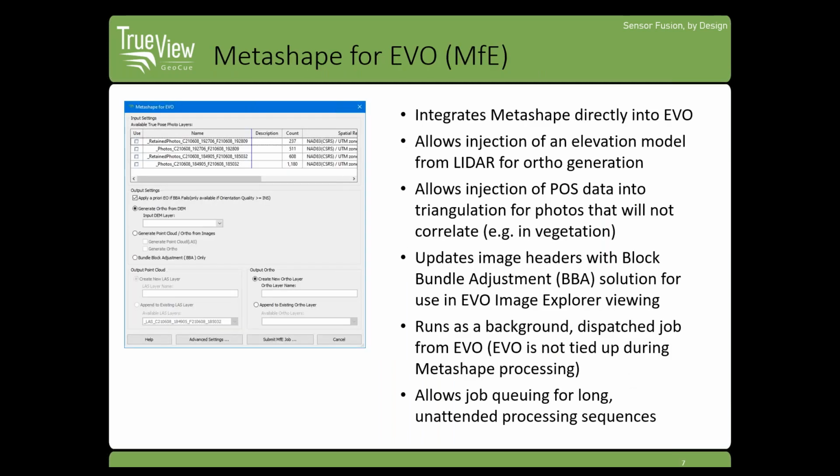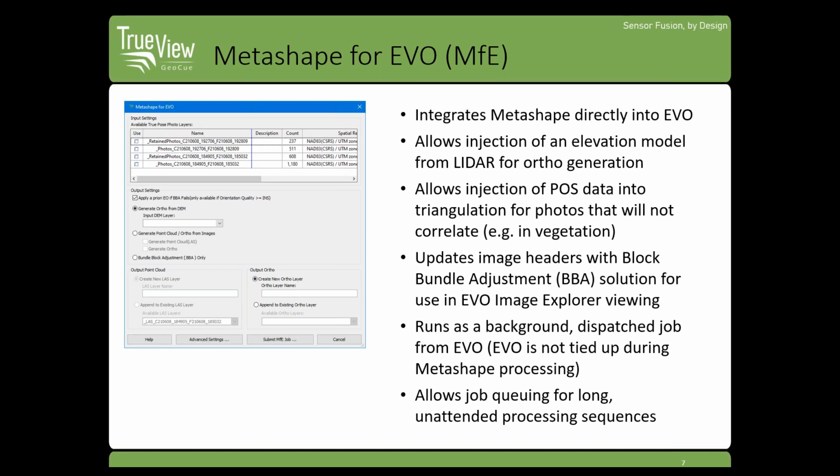So Metashape for EVO, if you're familiar with Agisoft's Metashape, is a structure from motion photogrammetric package that allows you to generate ortho photos. You can also generate photogrammetric point clouds with it. We've worked with Agisoft to create Metashape for EVO, which integrates directly into the EVO workflow. It has some benefits, which Derek's going to go through, in terms of allowing you to inject the actual LiDAR elevation model into your ortho generation, and has some other advantages in terms of how it handles updating image headers and so forth, some of which you can see listed here.